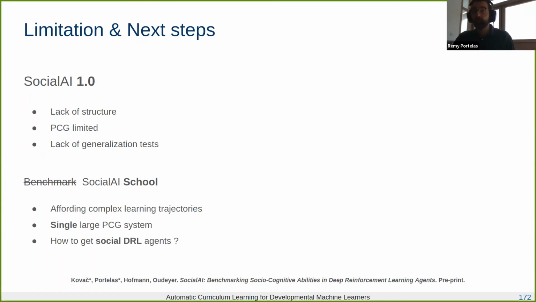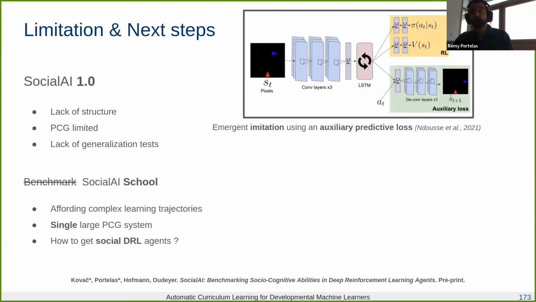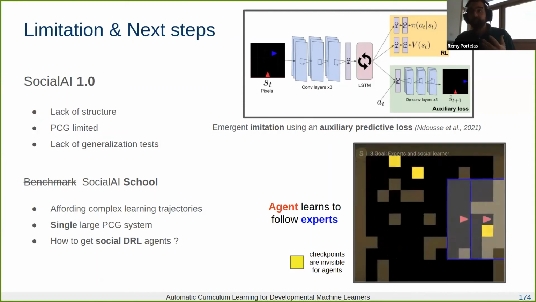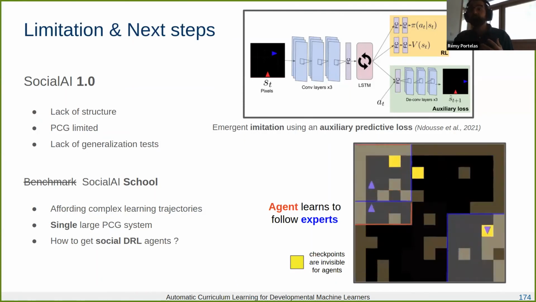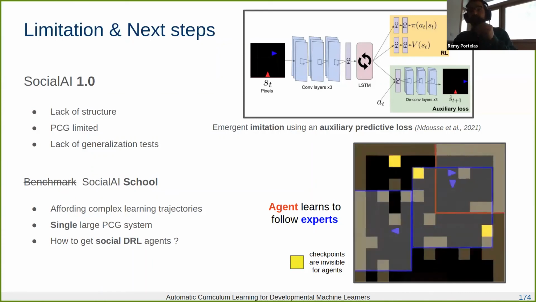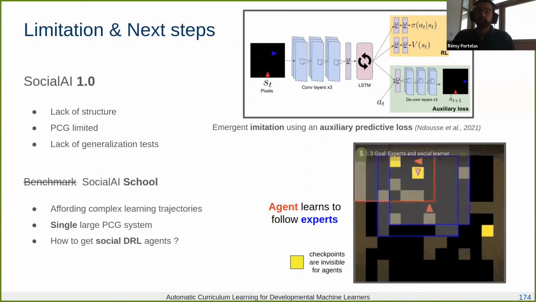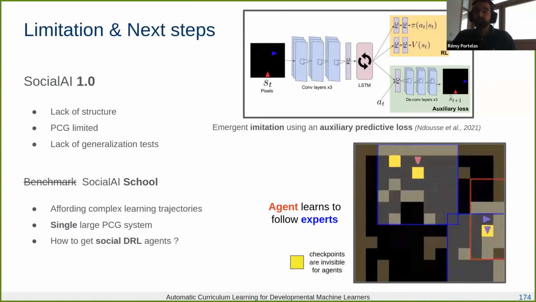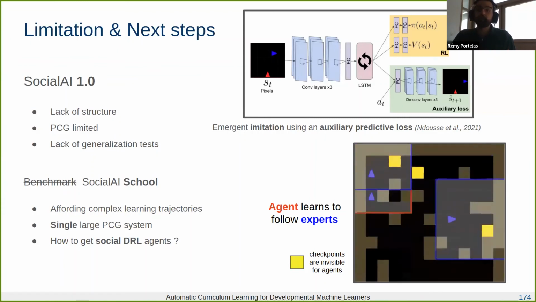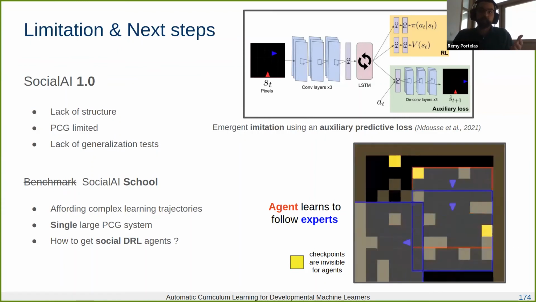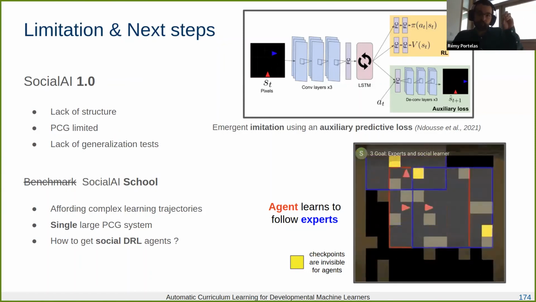And there are already interesting approaches that are being developed in the literature. For instance, in a recent article, Endus and colleagues presented an auxiliary predictive loss that when combined in a classical DRL architecture could lead to the emergence of imitation abilities. More precisely, as shown in this video, their learning agent, whose view is highlighted in red, learns to follow experts in a discrete checkpoint tracing environment. And so their approach looks quite promising, and it would be interesting to see if it could be applied to more complex forms of imitation. Here it's just about following experts by being right behind them.